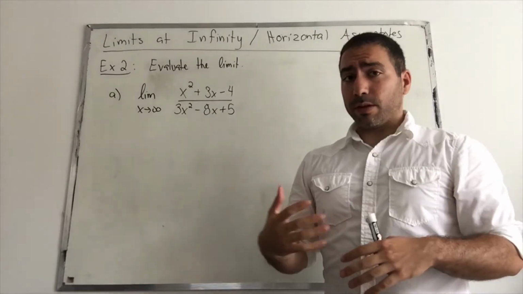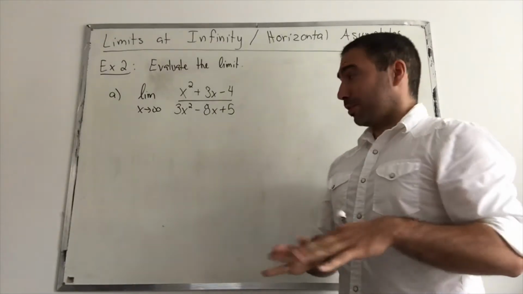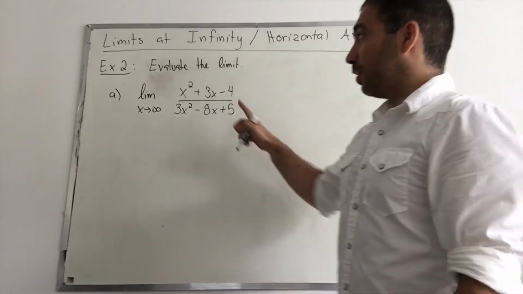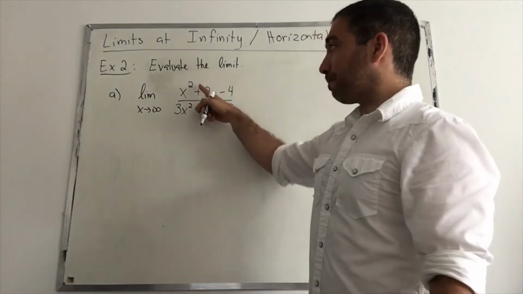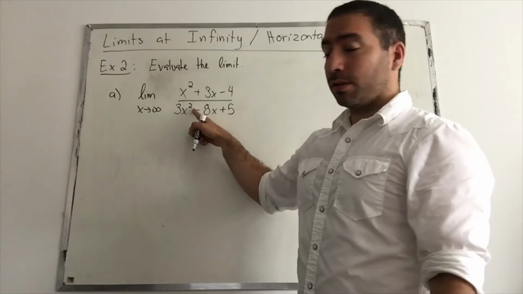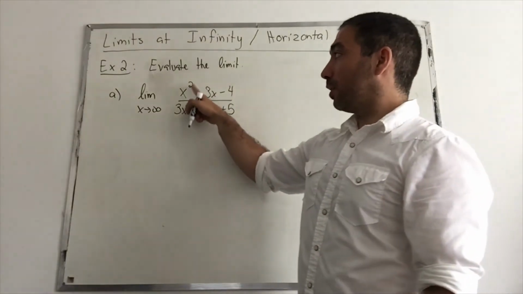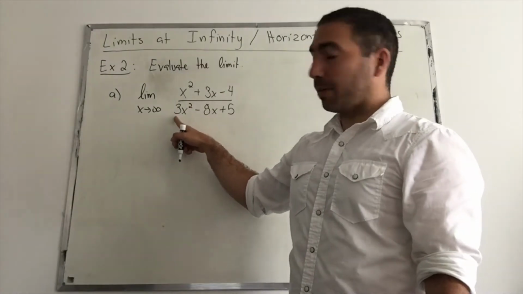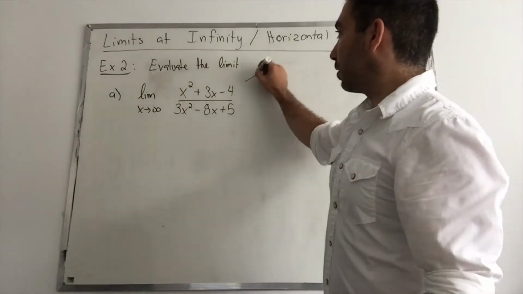So based off what we saw, we know the answer. We should know the answer right away. Looking at the highest exponent at the top and the bottom, they're equal, so the answer is the coefficient. The coefficient of the x squared on the numerator is 1. The coefficient of the denominator x squared is a 3. So the answer here we expect is 1/3.